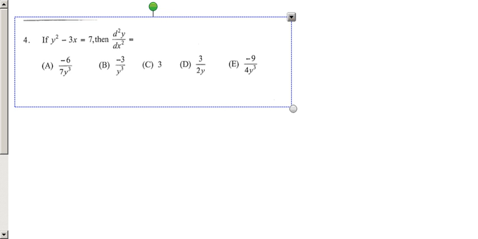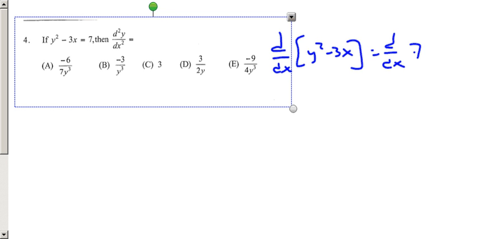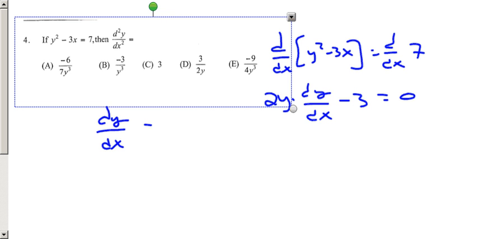All right, second derivative. So we've got an implicit equation. If I take the derivative of both sides, what I get on the left-hand side is 2y times dy dx minus 3 equals 0. Solving that, we get dy dx equals 3 over 2y.